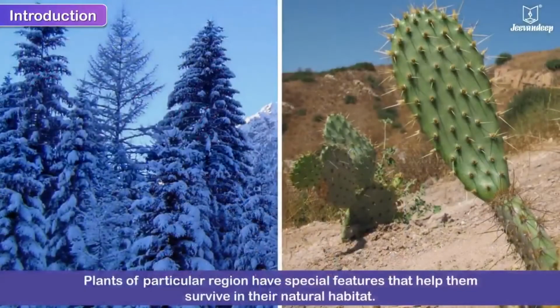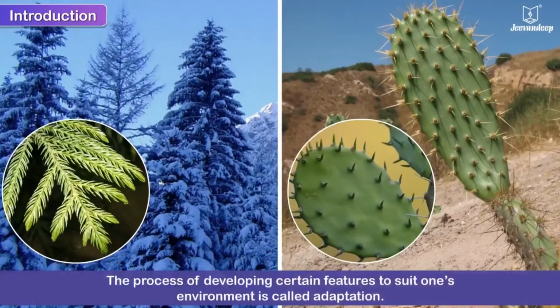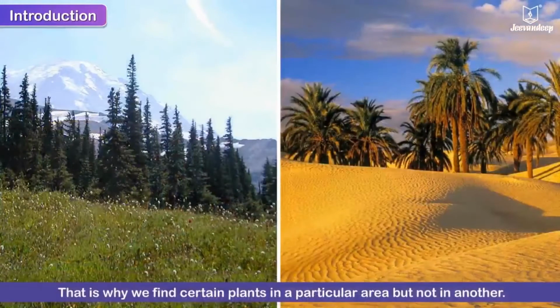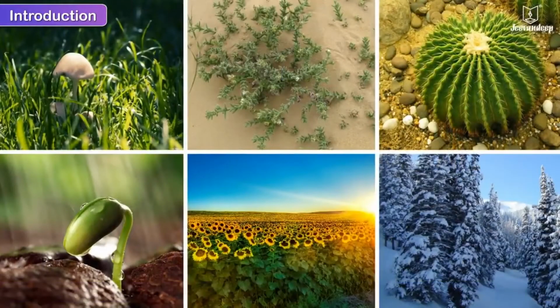Plants of a particular region have special features that help them survive in their natural habitat. The process of developing certain features to suit one's environment is called adaptation. That is why we find certain plants in a particular area but not in another. Let us learn how plants adapt to the climatic conditions in their habitat in order to survive.